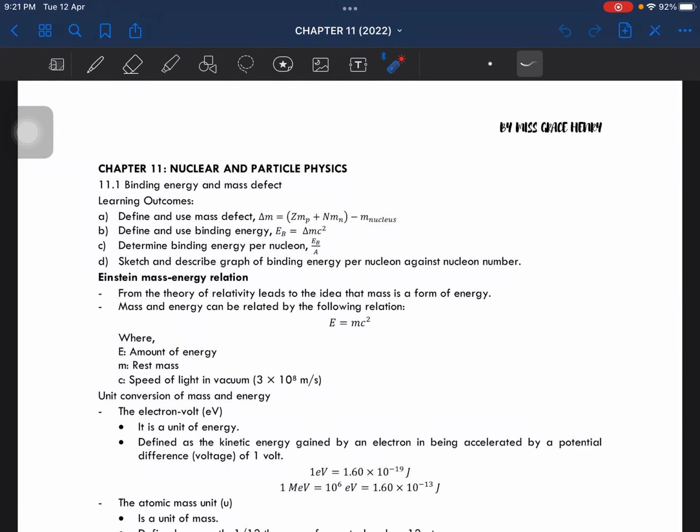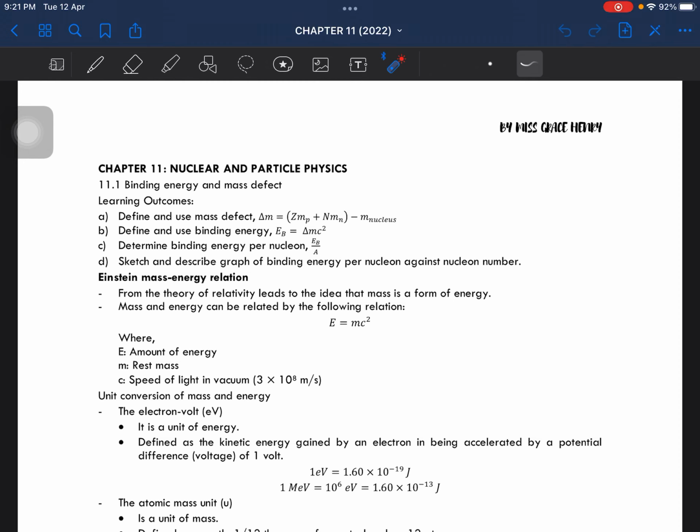Hello everybody. So today we will be entering chapter 11, which is our last chapter. This chapter is about nuclear and particle physics. The first subtopic is on binding energy and mass defect.